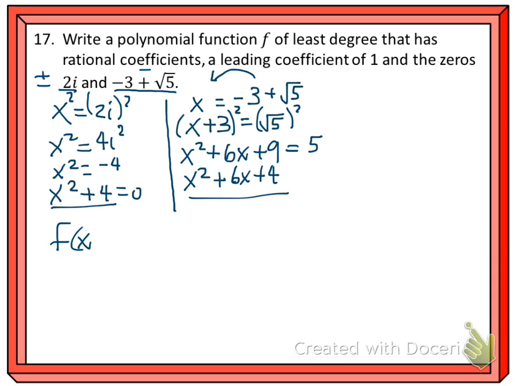f of x is equal to x squared plus 4 times x squared plus 6x plus 4. So I told you when you were taking it, you could have left it like that. If you went through the trouble of actually expanding this out, let me just do that in another color.